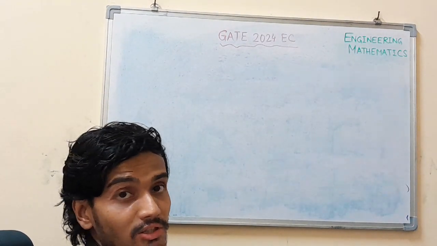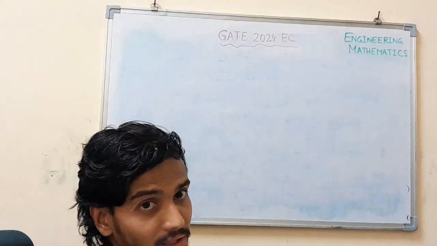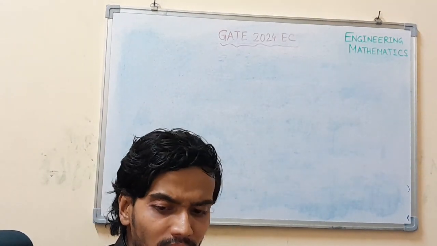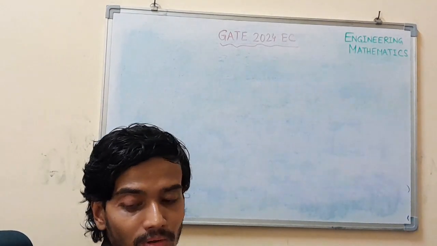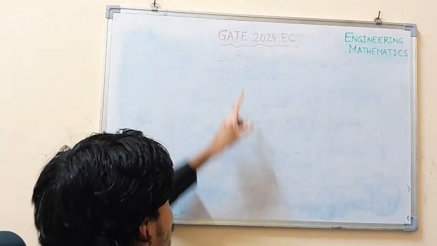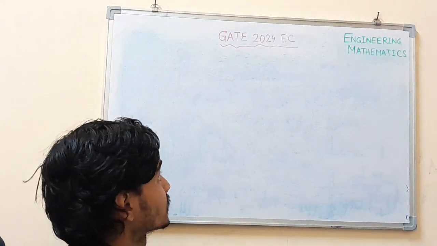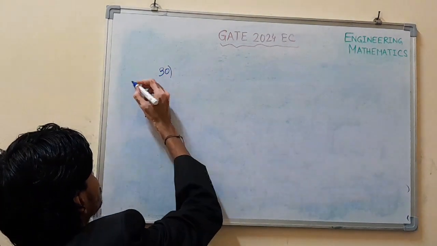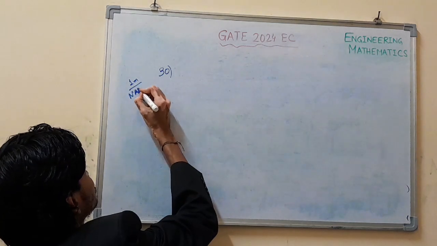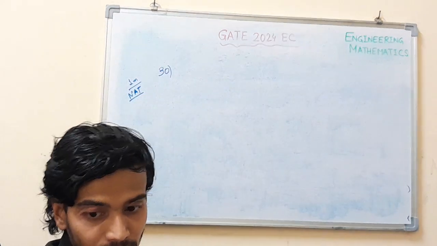Next question. Let's get into the solutions for engineering mathematics. This question is again of 1 mark, NAT or numerical answer type. Question number 13, the master question from the subject engineering mathematics, is as follows. Question number 13, 1 mark, numerical answer type. It is given.